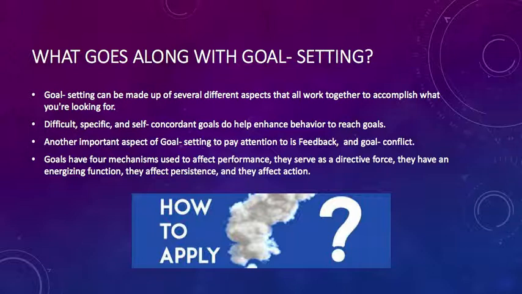And goal conflict can be when people set more than one goal at a time. At times, your attention can be set more on one goal than the other, and then the other goal, you have a harder time achieving because you're not paying as much attention to it. Goals have four mechanisms used to affect performance. They serve as a directive force, they have an energizing function, they affect persistence, and they affect action.